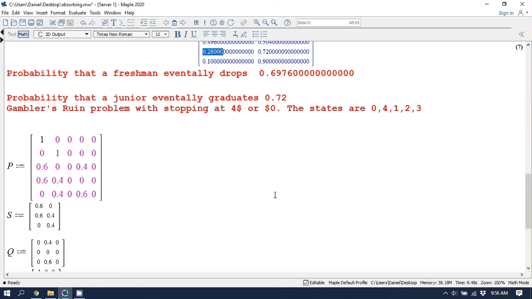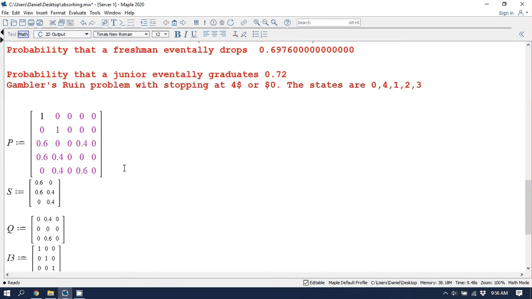So that means the possible states are 0, 4, 1, 2, 3, because you stop at 0 or at 4, and at each point you either gain $1 or lose $1. So for example, if I start with $2, I can lose $1 and I get 1, or get $3. If I have $3, I can get $4 and then I stop and take my winnings, or I go back to $2 and so on.